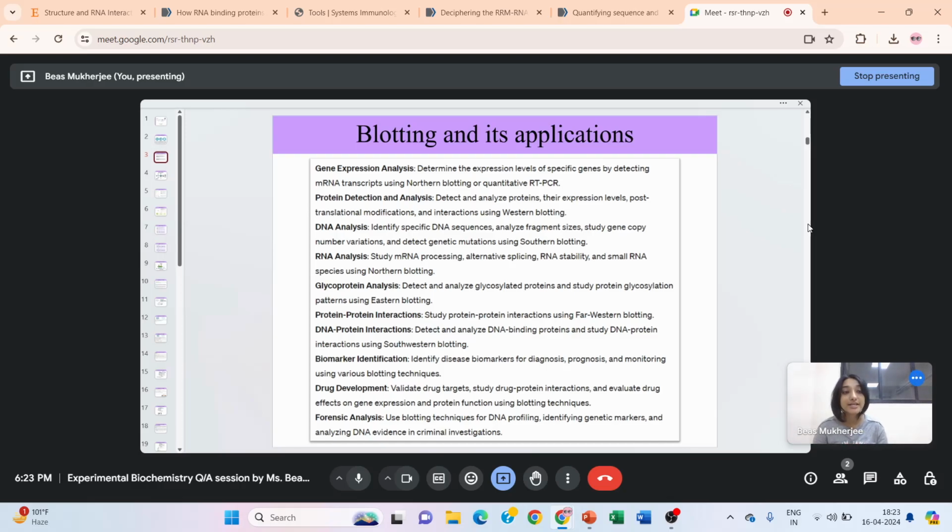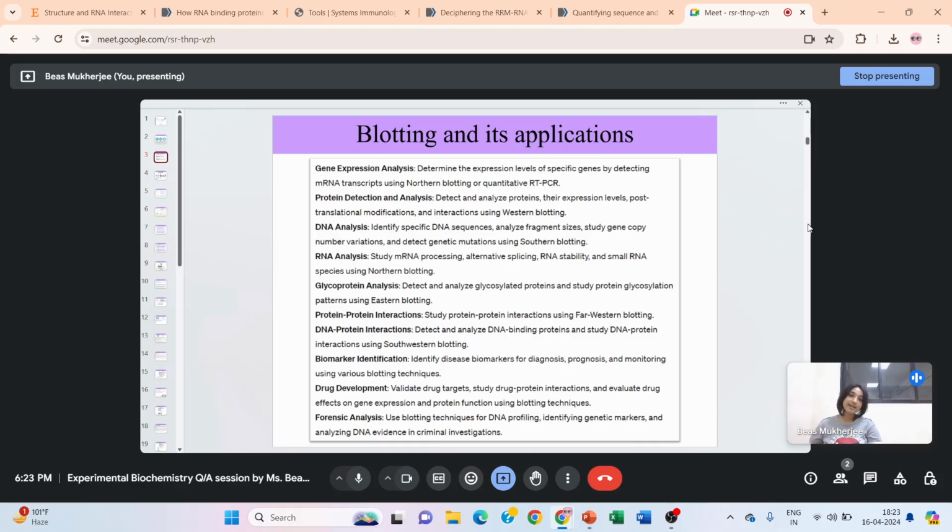After that, we have protein detection and analysis. Detect and analyze proteins, their expression levels, post-translational modifications and interactions using Western blotting. For studying gene expression, you can do it at two different levels. One is mRNA transcript expression, the other is gene expression through protein analysis. For proteins, you need to go for Western blotting. Then we have DNA analysis. Specific DNA sequences are identified using Southern blotting, to find out whether there are any genetic mutations or not.